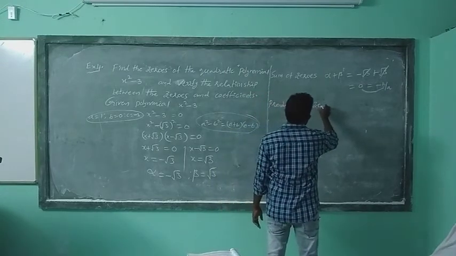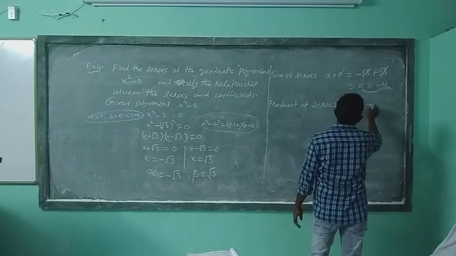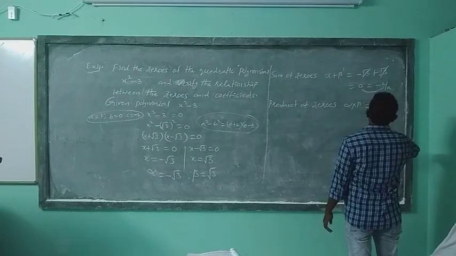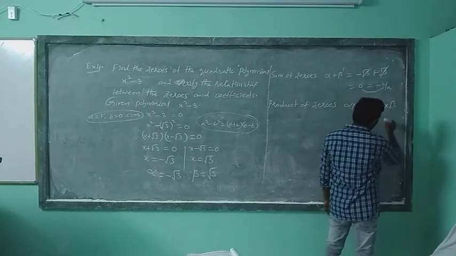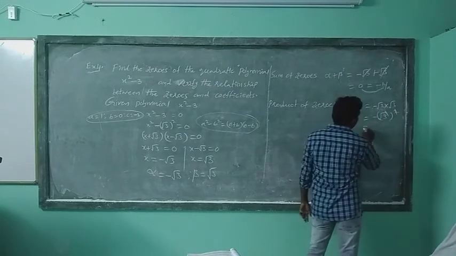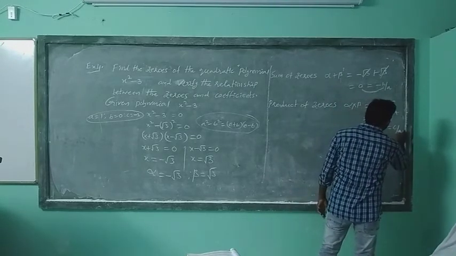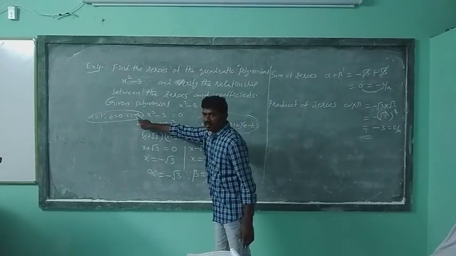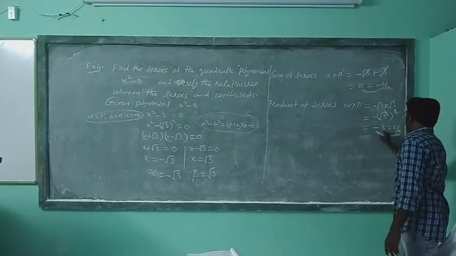Product of zeros, alpha into beta. Alpha value minus root 3, beta value root 3. Root 3 into root 3 with the minus sign is minus root 3 whole square. Square and root are cancelled, so the value is minus 3. Now this is written as c by a. Here c value is minus 3, so minus 3 by 1 equals minus 3. Now these two are equal.